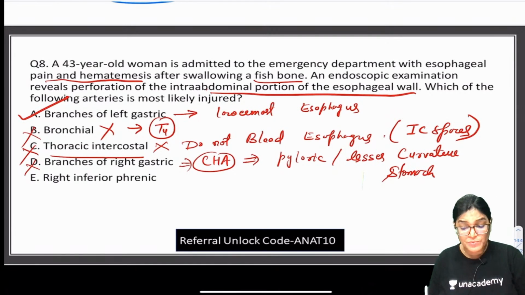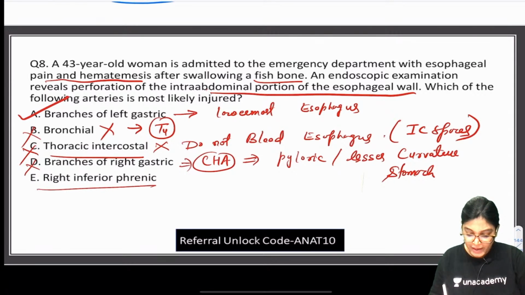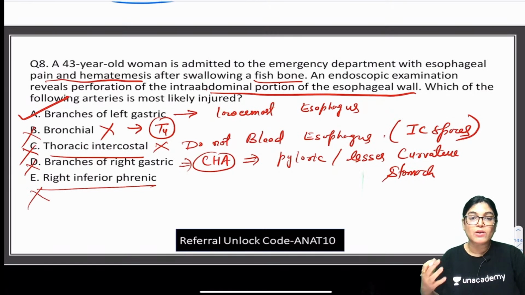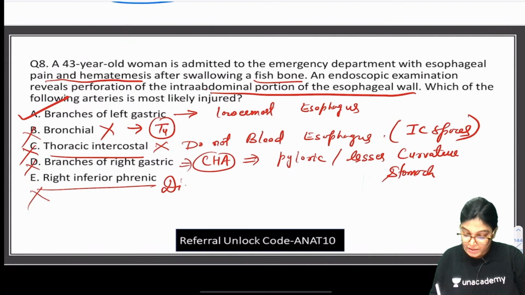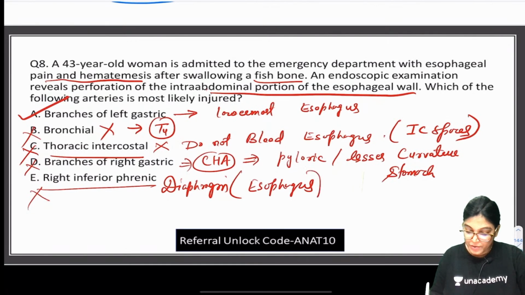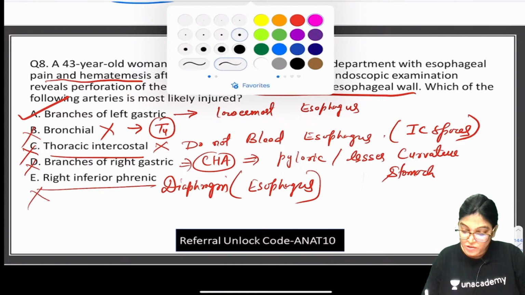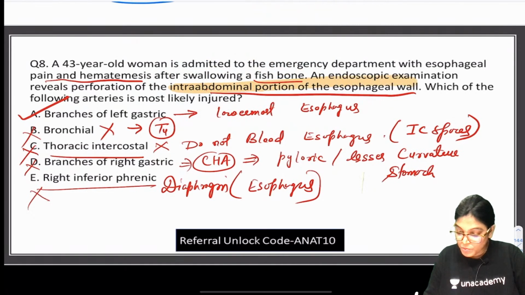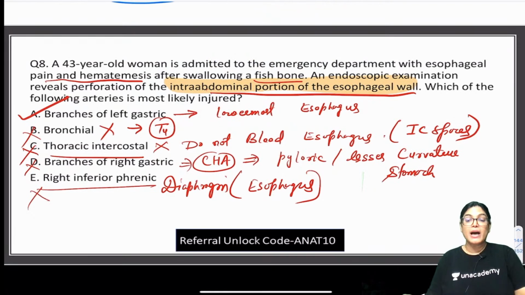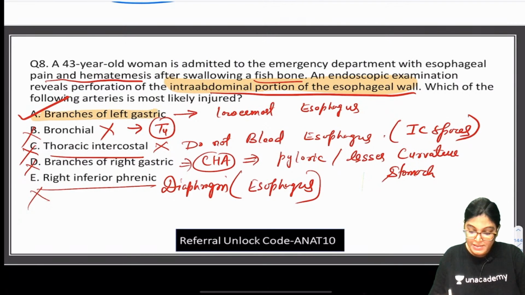What about right inferior phrenic artery? Inferior phrenic artery is also not, because it will supply the esophagus just the part close to the diaphragm. So if we go here to the intra-abdominal portion, please mark the key points which are mentioned. The key point is the intra-abdominal portion of the esophageal wall. Okay, intra-abdominal portion. So we will go for the right answer A.